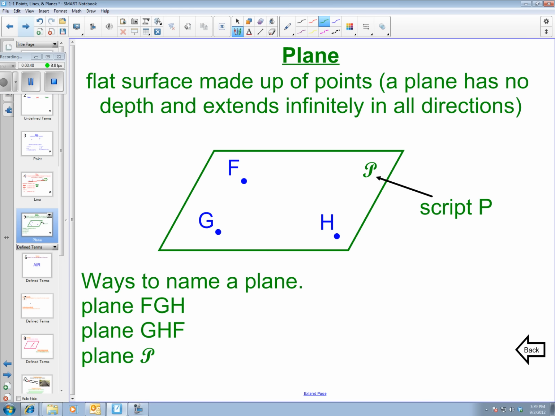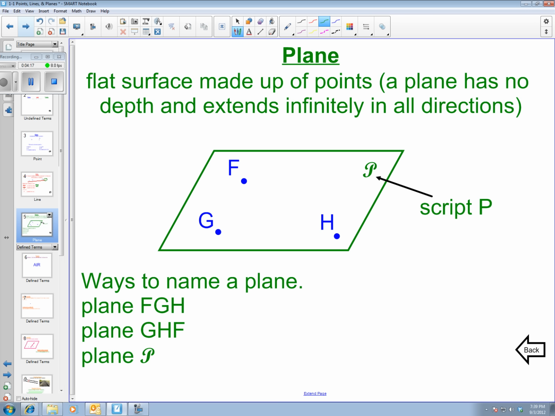Our next term is plane. A plane is a flat surface made up of points. A plane has no depth and it extends infinitely in all directions. It is very similar to a sheet of paper, a floor, a wall, a desktop. Those all represent planes, but they aren't perfect in the sense of all those objects end. A plane never ends. A plane goes on forever in all directions.